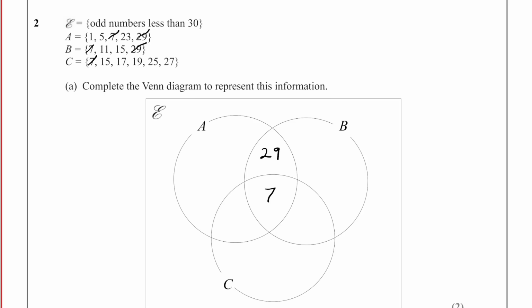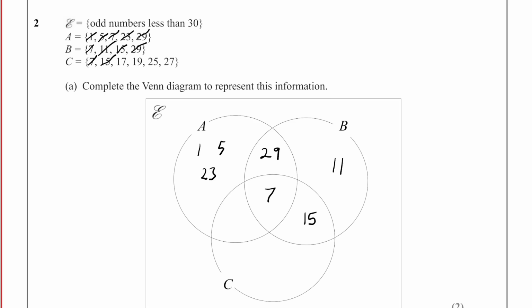And B and C both have a 15 in them. So 15 is in B and C. So we've got nothing else that's common. So we're just going to write in these numbers. So A has 1, 5 and 23. They're in only A, they're not in the others. So 1, 5 and 23 go in the A circle.